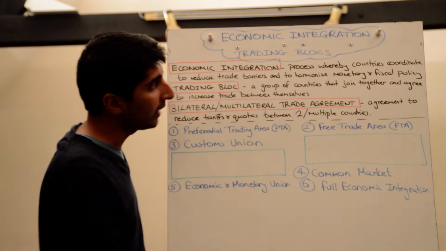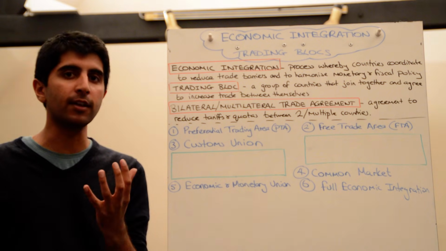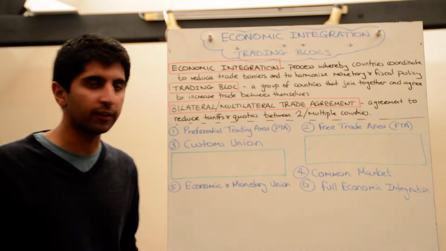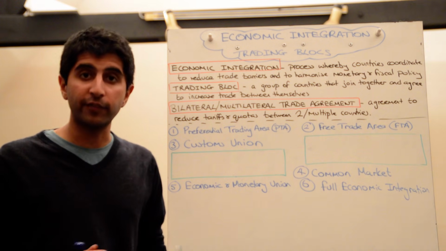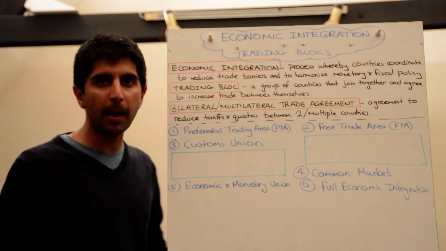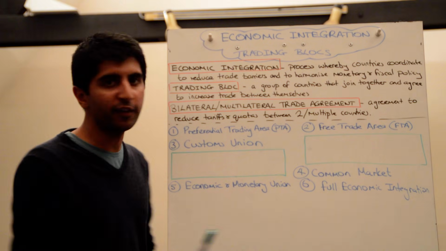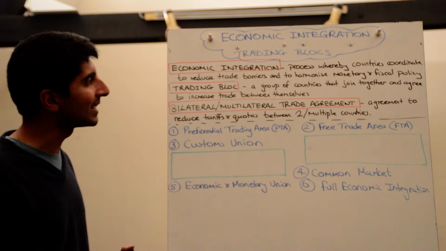Well, it's a process whereby countries coordinate to reduce trade barriers and maybe to harmonise monetary and fiscal policy. So this is a nice definition because it encompasses the different types of integration that exist. The basic types of integration, which are all about reducing trade barriers, and the deeper forms of integration, where countries go one stage further and decide to harmonise both monetary and fiscal policies to an extent.